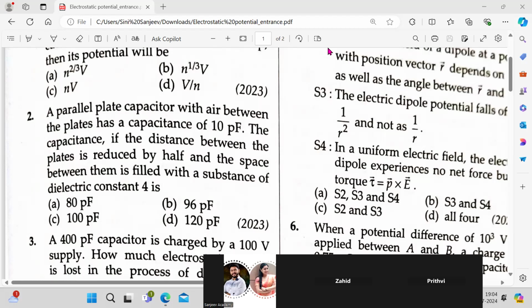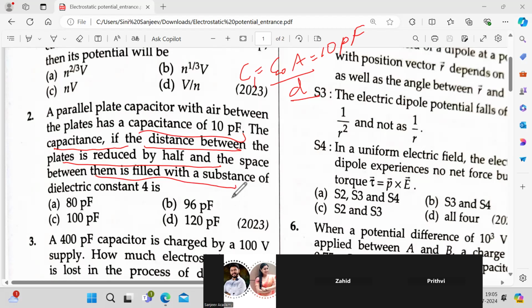So first thing is parallel plate capacitor. We know the formula for the parallel plate capacitor, that is nothing but C is equal to epsilon naught A by D. This formula we already know in this chapter. It has a capacitance of 10 picofarad, so that is my 10 pF. Then if the distance between the plates is reduced by half, this D is becoming D by 2.